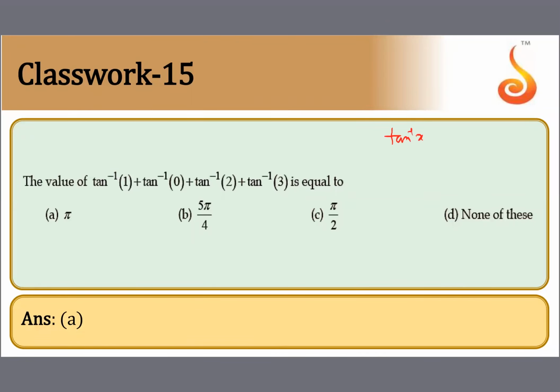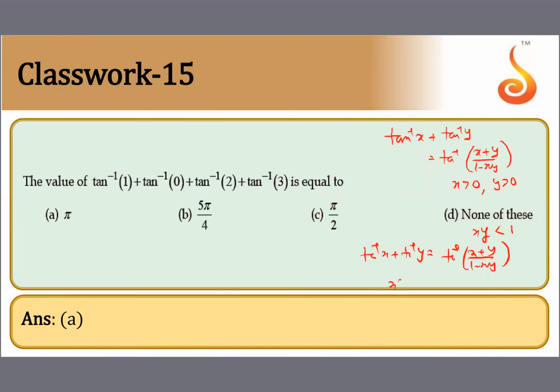Tan inverse x plus tan inverse y is equal to tan inverse (x plus y) by (1 minus xy), whenever x is greater than 0, y is greater than 0, and xy is less than 1. Tan inverse x plus tan inverse y equals tan inverse (x plus y) by (1 minus xy) plus pi when x is greater than 0, y is greater than 0, and xy is greater than 1. Okay, we have to add pi.